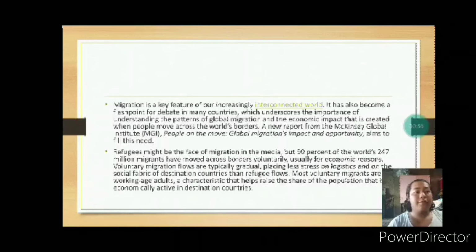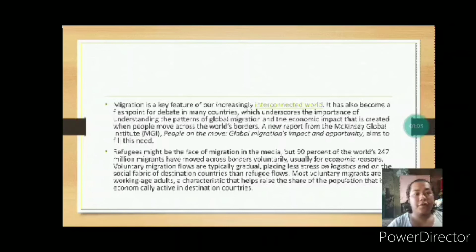A new report from McKinsey Global Institute, MGI, People on the Move: Global Migration's Impact and Opportunity, aims to fill this need. Refugees might be the face of migration in the media, but 90% of the world's 247 million migrants have moved across borders voluntarily, usually for economic reasons.